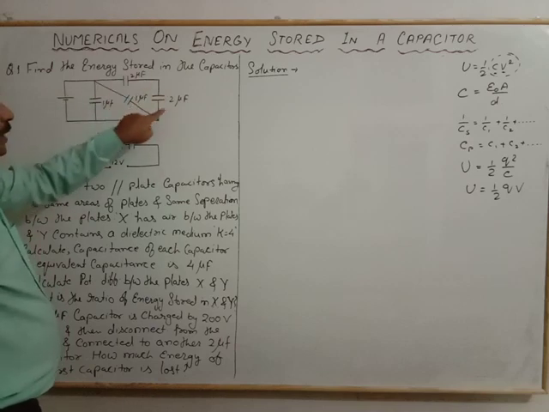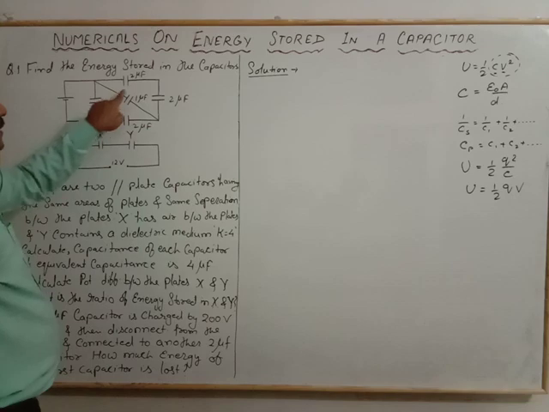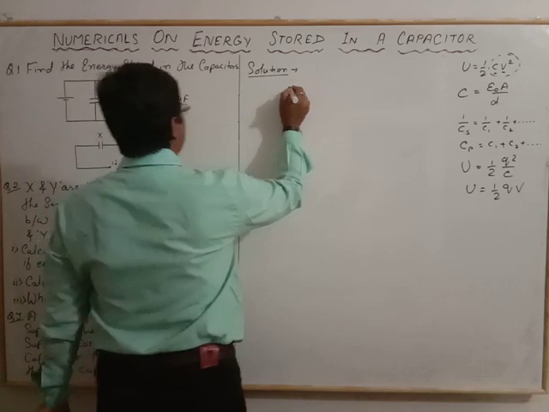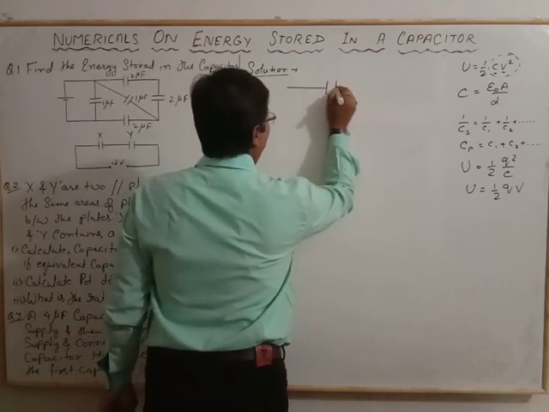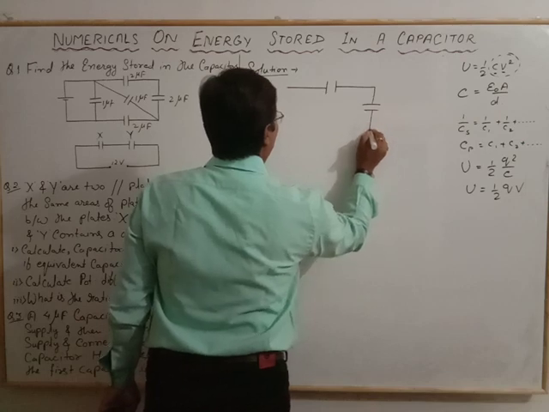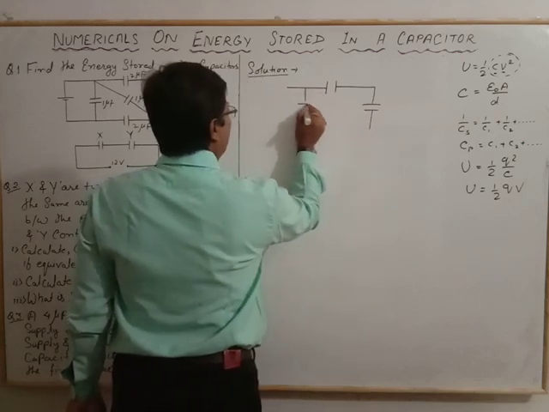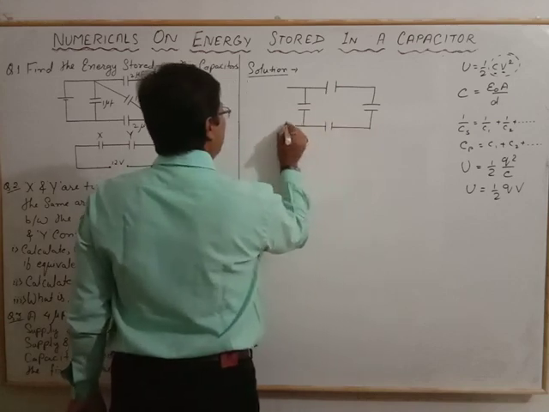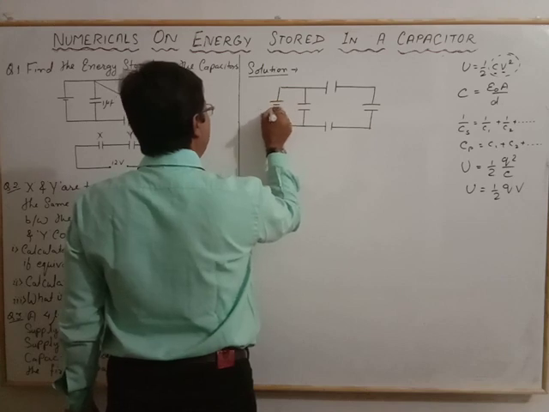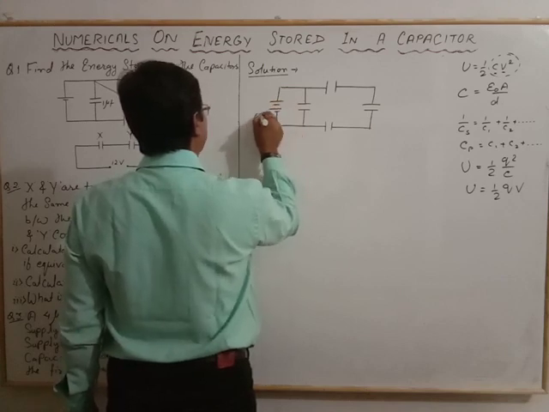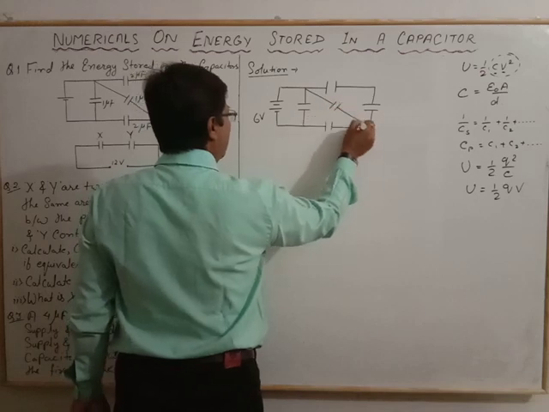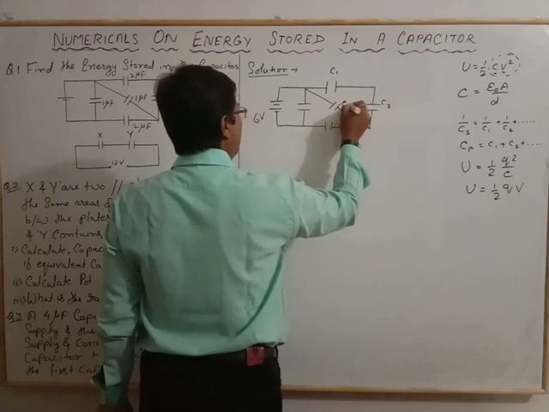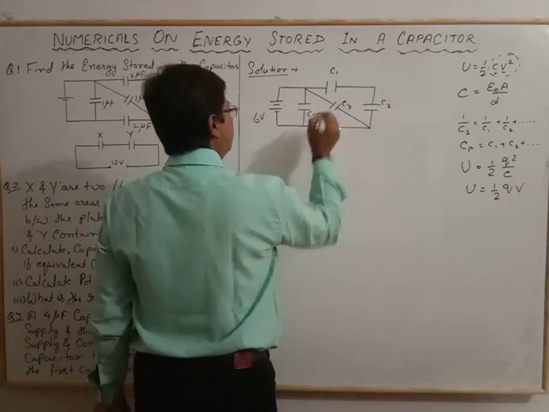The network of capacitors is given here. There are 5 capacitors connected. One by one we will see. First of all, we write the name of each capacitor for our better and easier solving. This is the arrangement, with a potential difference of 6 volt applied here, and this is the network of the capacitors C1, C2, C3, C4, C5.